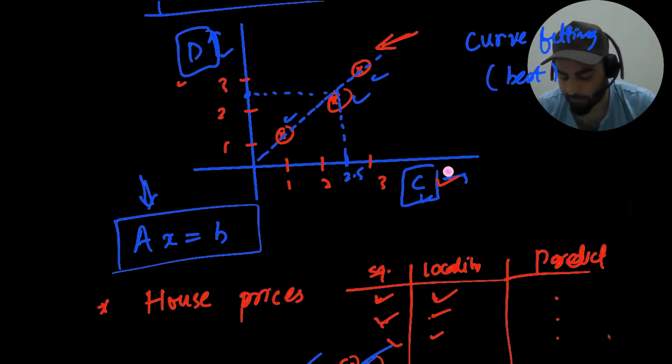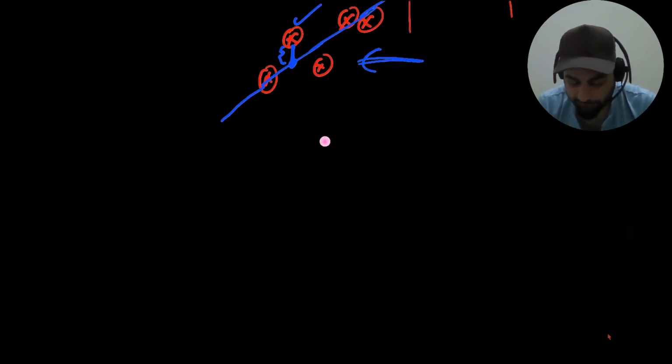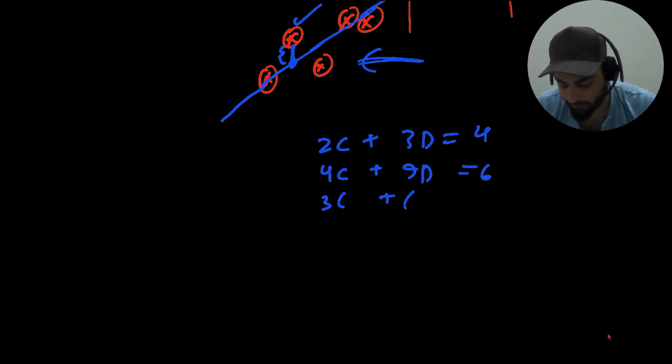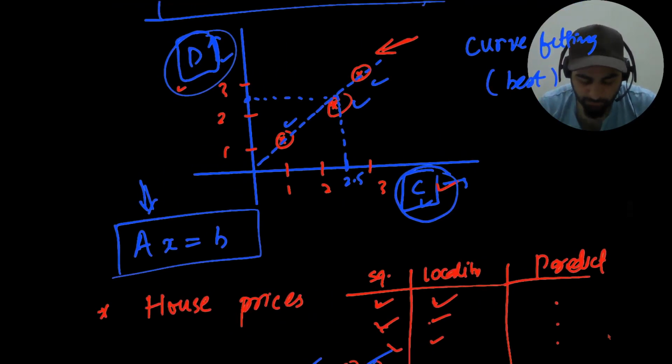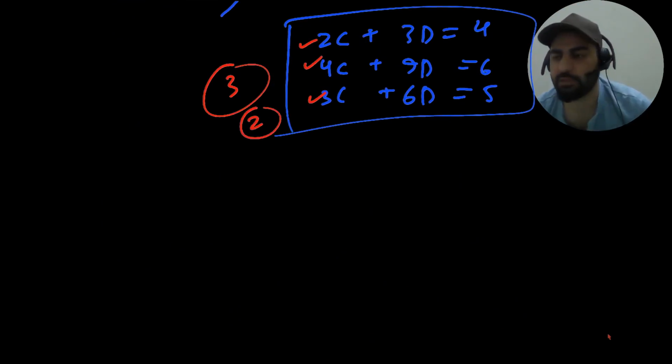So the only problem that we have is to find the c and d. Let's suppose we have these equations like this. 2c plus 3d is equal to 4, something like this. 4c plus 9d is equal to 6. 3c plus 6d is equal to, let's suppose, 5. These are the equations we have to solve. Now you can see that we have more equations here and fewer variables. There are 3 equations and only 2 unknowns, so all the solutions won't be possible here.